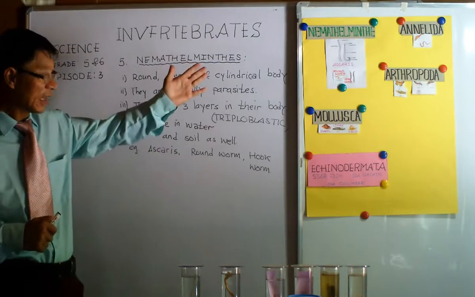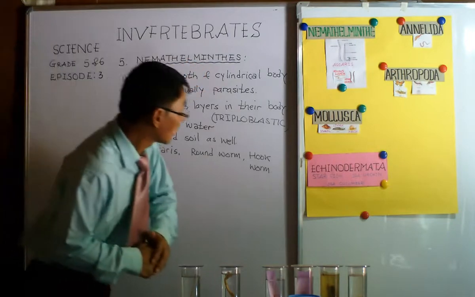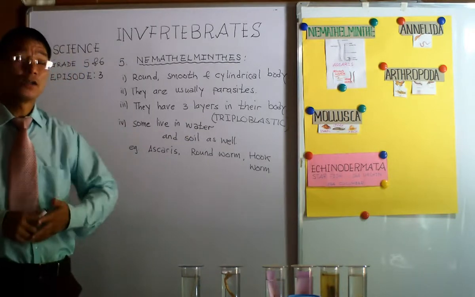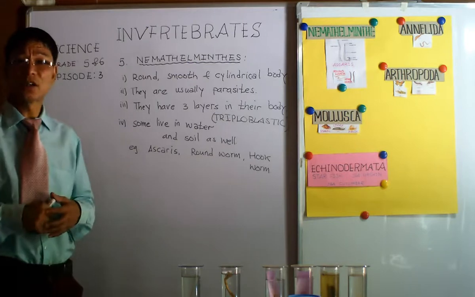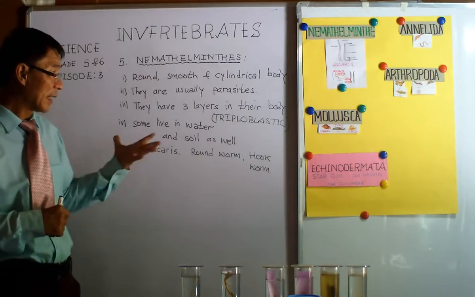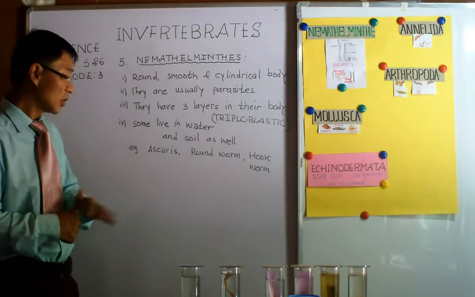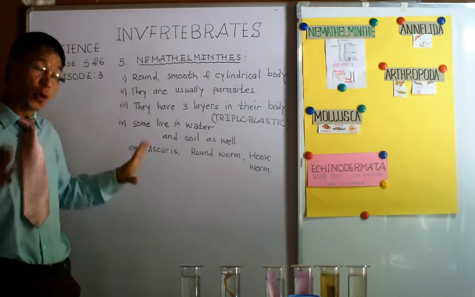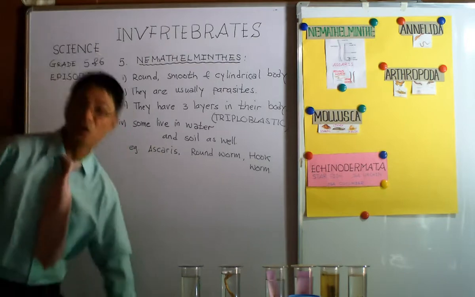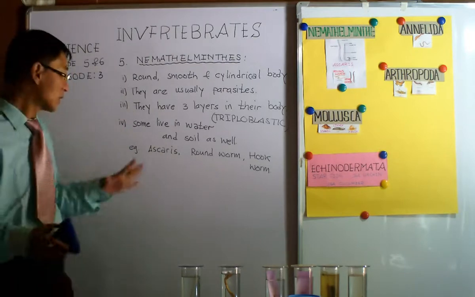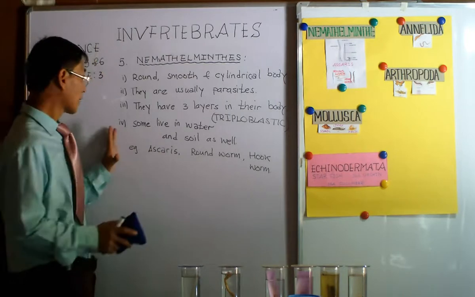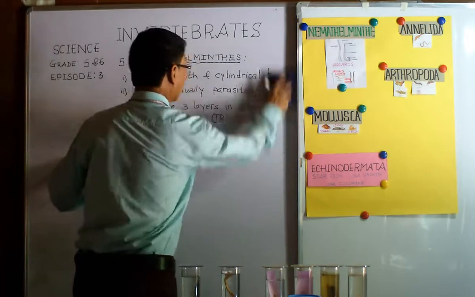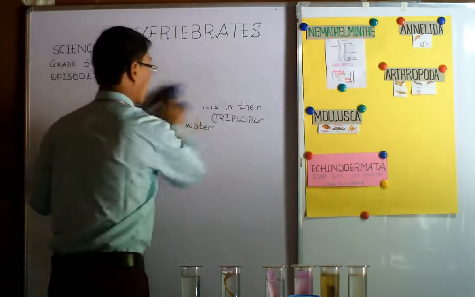If you could see, but I don't know whether you can see or not. If you cannot see, later on during the videos, you'll get the clear picture of Nemanthelmanthes and examples. So these are some of the important characters. There are more characters in the book. Please go to your book and find out about more characters. Now, after finishing Nemanthelmanthes, let's go and read about the next one, and that is number 6.